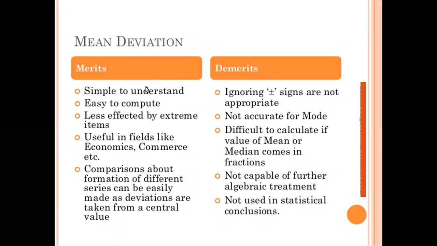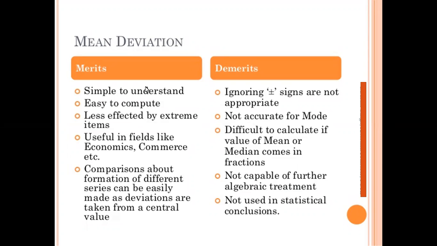So in the merits, it is simple to understand. Mean deviation is easy to understand. It is based on all observations, easy to compute, and less affected by extreme items. It is very useful in various fields such as economics, commerce, and social fields. Comparison of different series can be easily made as deviation is taken from a central value.